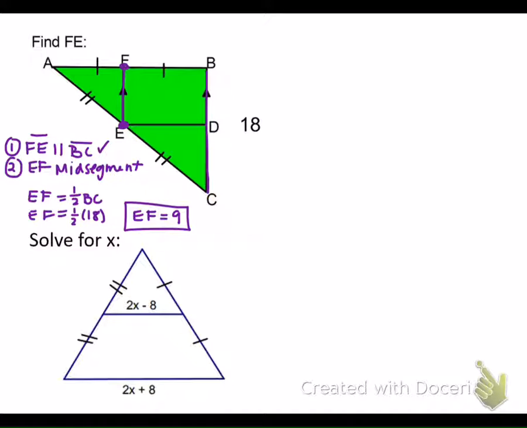Okay, so we're solving for x in this one. We know that this is a midsegment because it's connecting the midpoint of both sides of our triangle. So we know that 2x minus 8 is what in relation to 2x plus 8? Half of it. So we're going to do half of 2x minus 8 equals 2x plus 8. So that's x minus 4 equals 2x plus 8.